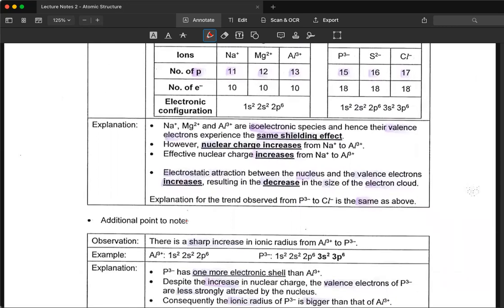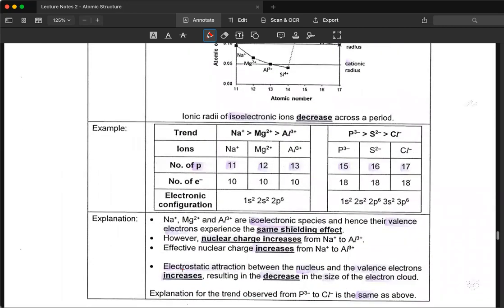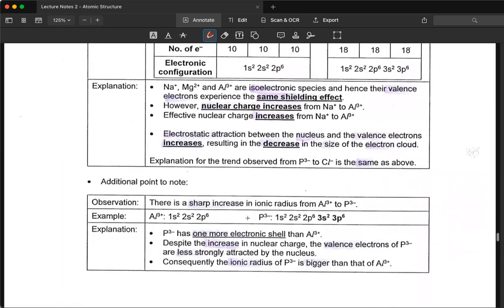But there is a sharp increase in ionic radius from aluminum to phosphide. Why is it so? Because phosphide, if you write down the electronic configuration of the ions, has one more electronic shell. So with one more electronic shell, despite phosphide having a larger nuclear charge, the valence electrons are actually less strongly attracted because you have one more electronic shell. So it is further away from the nucleus. Consequently, the ionic radius is larger despite the nuclear charge.